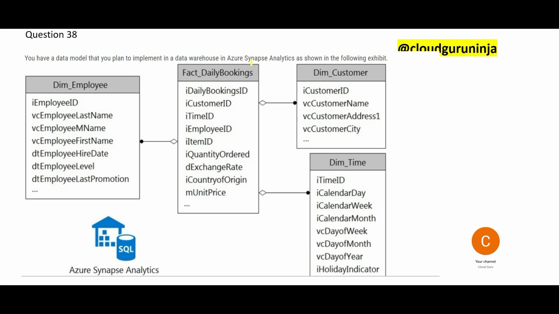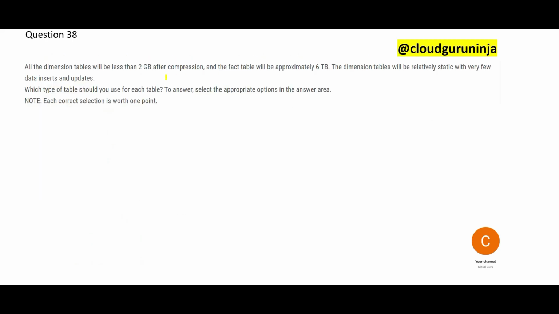So this is again a Synapse Analytics question. You have 3 dimension tables: dim employee, dim customer, dim time. And then we have one fact table, that is this fact daily dimensions booking. It says all the dimensions are less than 2 GB. If it is less than 2 GB, then we can use which type of distribution? Replicate it, because it's small, so we can replicate the entire table in all the nodes. And the fact table is 6 terabytes. Okay, so terabytes is too huge, so we cannot use replicated. We will have to use something which is consistent.